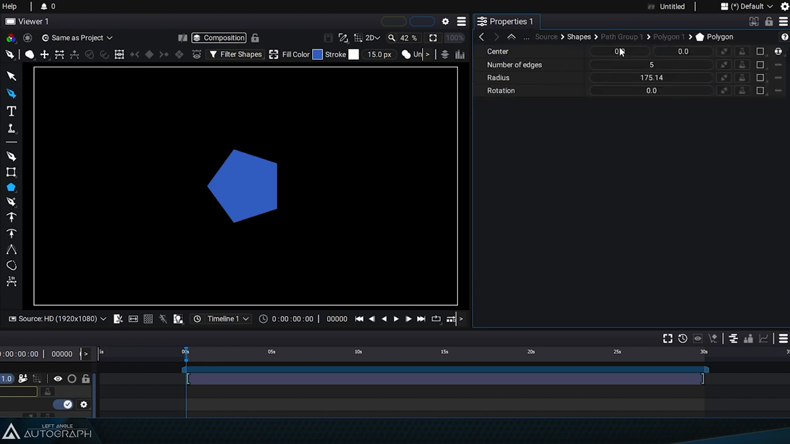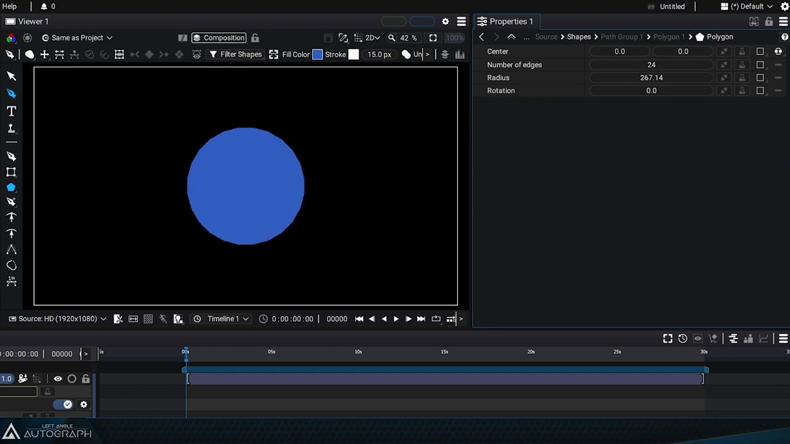Now let's take a look at its parameters. First off, there's an offset value common to all of these generators. Here the radius, unlike the ellipse, can only be set to single mode. Then comes the rotation value, followed by the number of edges value, which determines the number of sides of the polygon. There's no limit to how close you can get to a perfect circle.